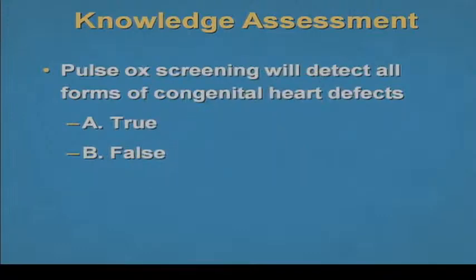And then this states, pulse ox screening will detect all forms of congenital heart defects. Again, as previously stated, that is false. The pulse ox screening, again, the purpose of it is intended to detect the critical heart defects. Although, again, secondary defects might be picked up through pulse ox, it will not pick up all forms of heart defects.